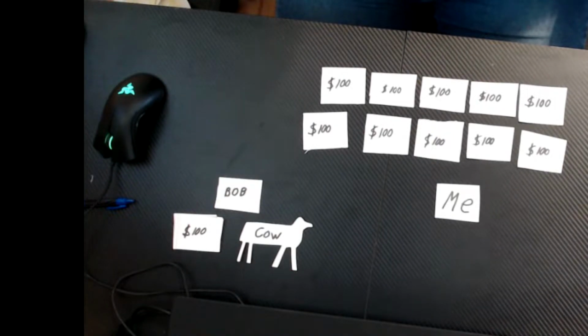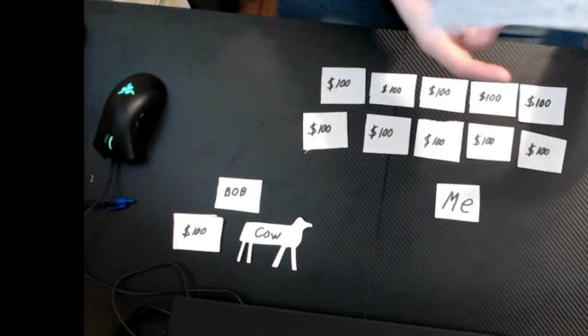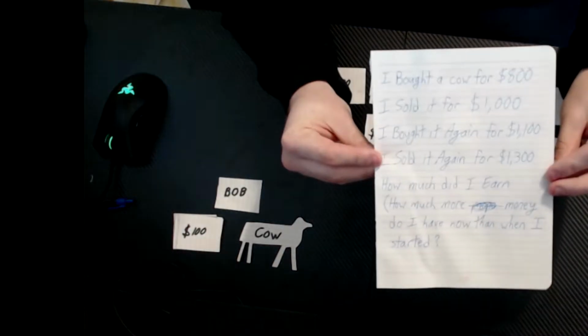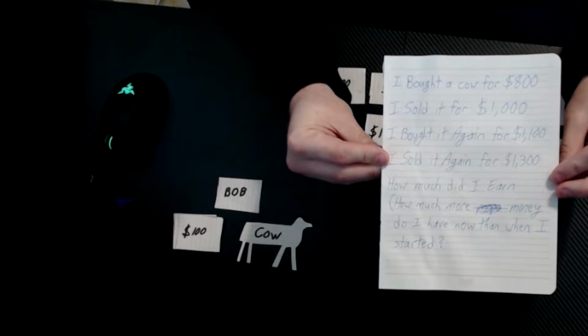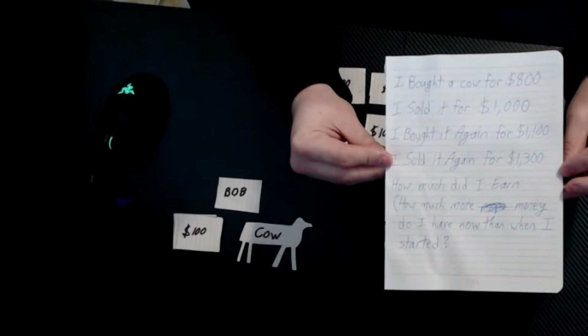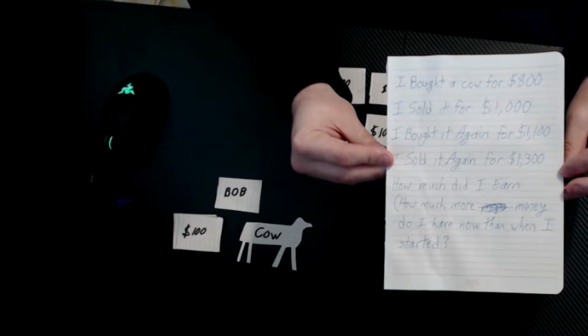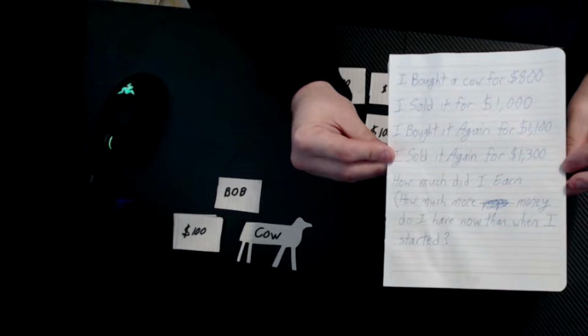People have argued about this simple problem for a long time, and so I'm here to set the record straight. Let's see what it says. It says, I bought a cow for $800. I sold it for $1,000. I bought it again for $1,100. I sold it again for $1,300. How much did I earn? Meaning, how much more money do I have now than when I started?